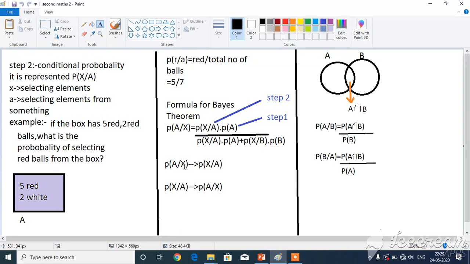For example, in the question, if we have to find P of A over X, they will give us P of X over A. If we are given P of X over A, the question will be the opposite: we have to find P of A over X. Now we can see what Bayes theorem is.